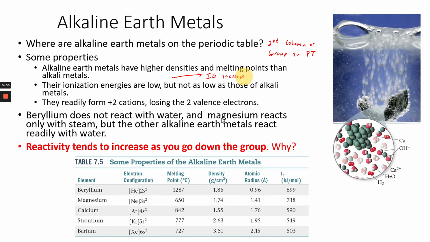Beryllium does not react with water, and magnesium will only react with steam, but the other metals will react. So the reactivity trend tends to increase as you go down a group. So as you go down the group, reactivity increases, and it's for the same reason as with the alkali metals, because as you go down a group, your ionization energy decreases. So you can lose an electron more readily.